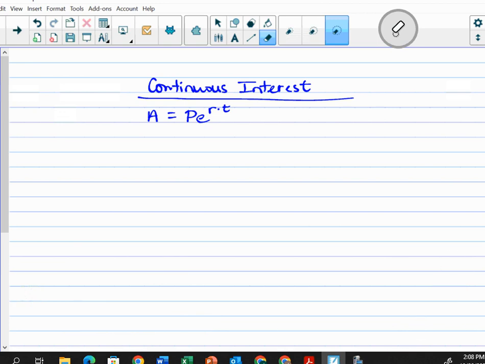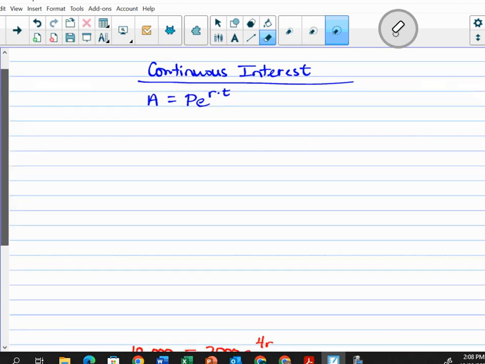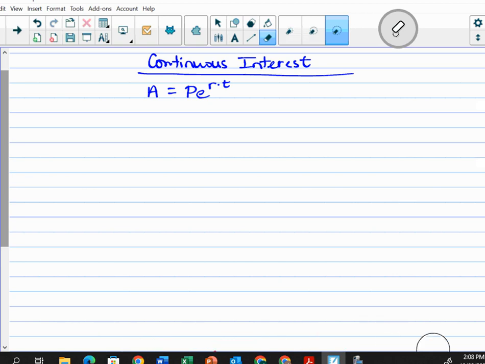All right, guys. Continuous interest. If it is compounded continuously, it is this lovely formula. It kind of looks like PERT. A equals P e to the rt. Alex, write it down.